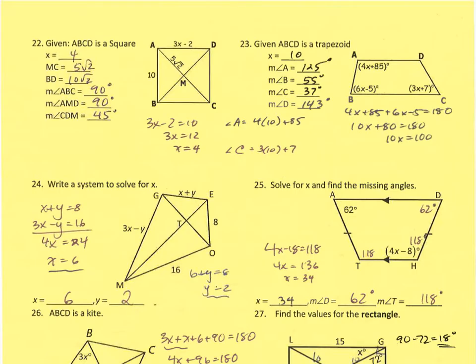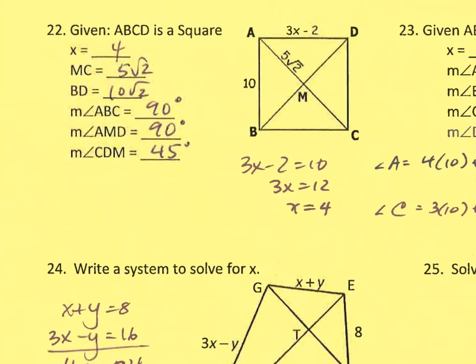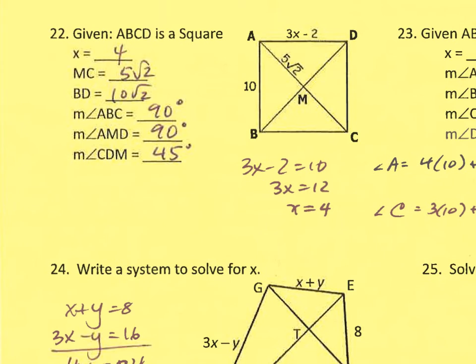Number 22, 23, 24, and 25, still working with properties of quadrilaterals. 22 is a square. A square's got every property in the world. All the sides are the same. So the way I'm going to find x, I'm going to say 3x plus 2 equals 10. Pretty simple. All the diagonals bisect each other, and the diagonals are congruent. The diagonals also are perpendicular, so you've got all this stuff.